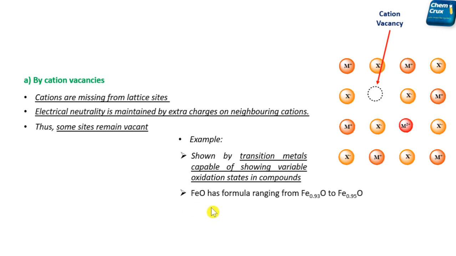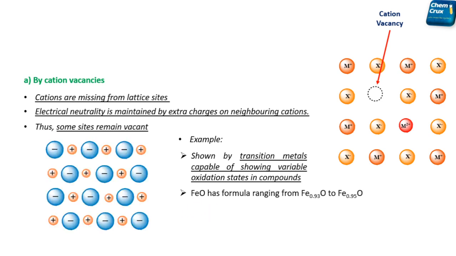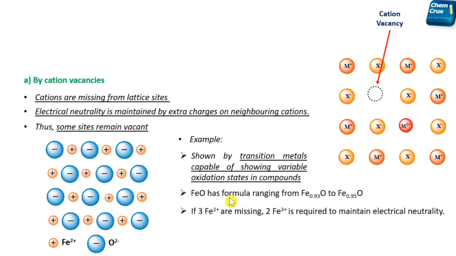So here I have shown a FeO crystal. The orange colored ions are Fe2+ and the blue colored ions are O2-. Now suppose 3 Fe2+ are missing from the crystal like this. So if 3 Fe2+ are missing, then there is a deficiency of +6 charge.